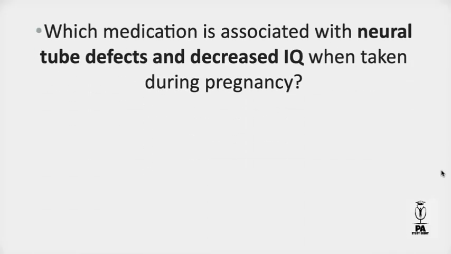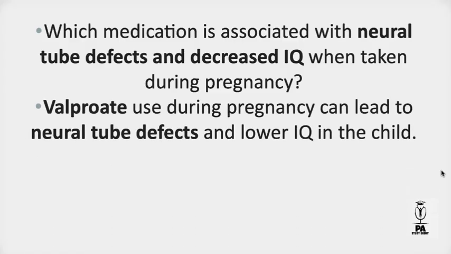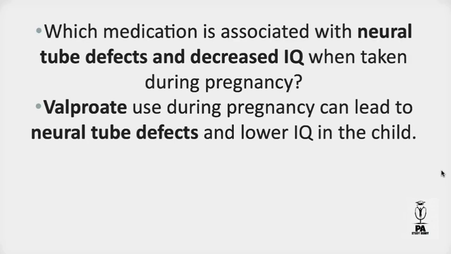Which medication is associated with a neural tube defect and decreased IQ when taken during pregnancy? That would be valproic acid. Use during pregnancy can lead to neural tube defect and a lower IQ in a child. And the way I remember valproate, I would associate it with a name like Valerie, Val for Valerie, and neural tube defect, decreased IQ, and I would say, who had a child with a low IQ and neural tube defect, and I'll be like, Valerie. I think she had that kid, and that would remind me that valproate was used during pregnancy, causing those symptoms.